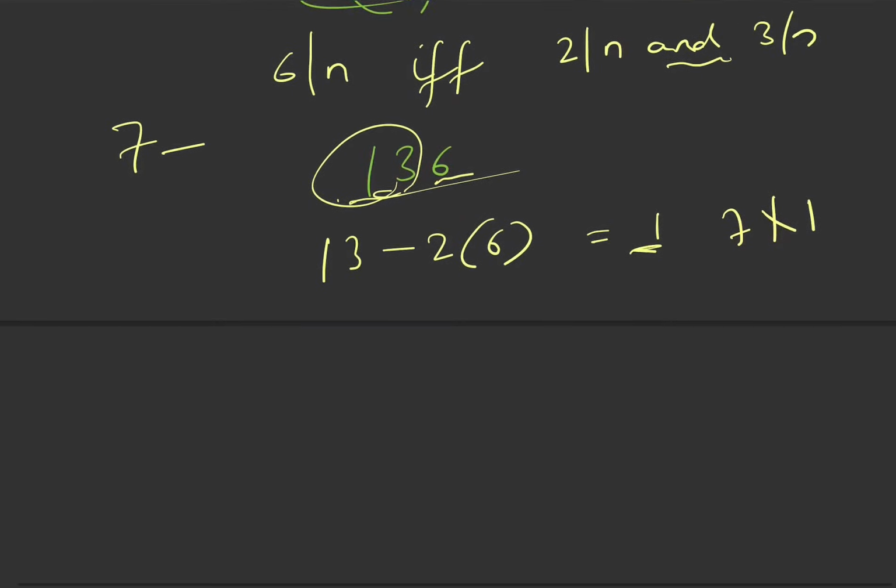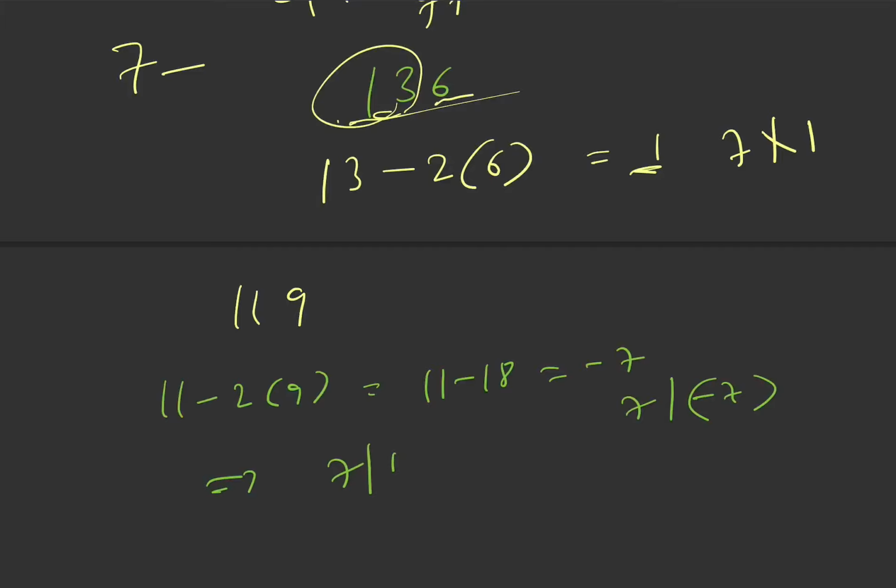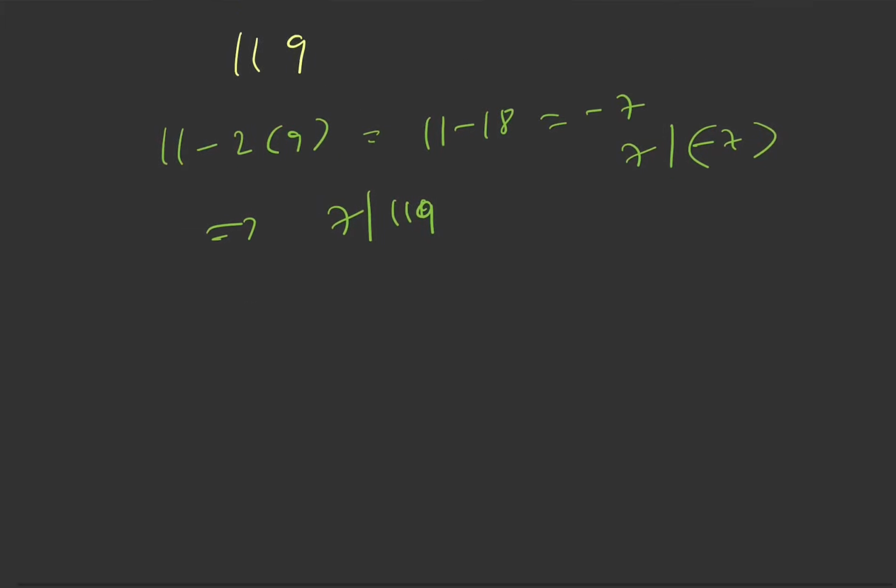So this entire number is not divisible by 7. Let us take one more example, say 119. Now you see that 11 minus 2 into 9, this is 11 minus 18, this is minus 7. So clearly minus 7 is divisible by 7, right? 7 divides minus 7, so this implies 7 also divides 119.